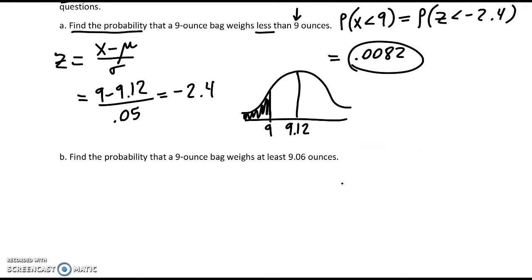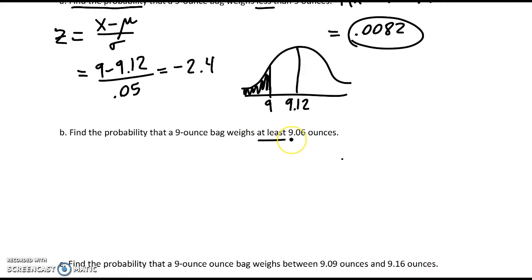All right, B, find the probability that a 9-ounce bag weighs at least 9.06 ounces. That'll be important. 9.06, at least 9.06. Still a type A, because we're still finding the probability. So, again, the first step is find a z-score. So we're going to do x minus mu divided by sigma.